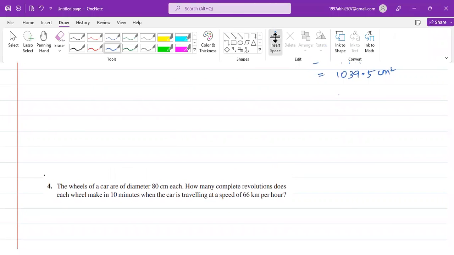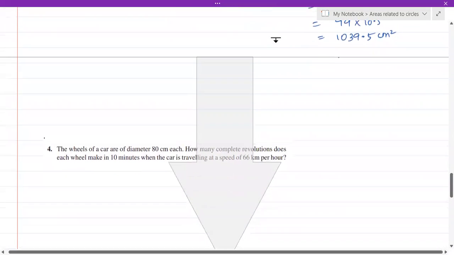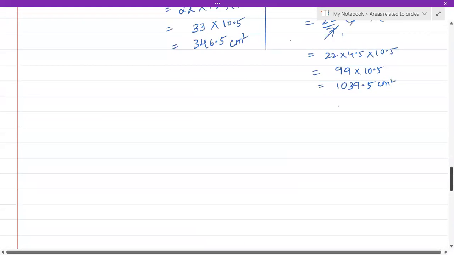Let's insert space. Now let's find the area of blue region. Third one, area of blue region.